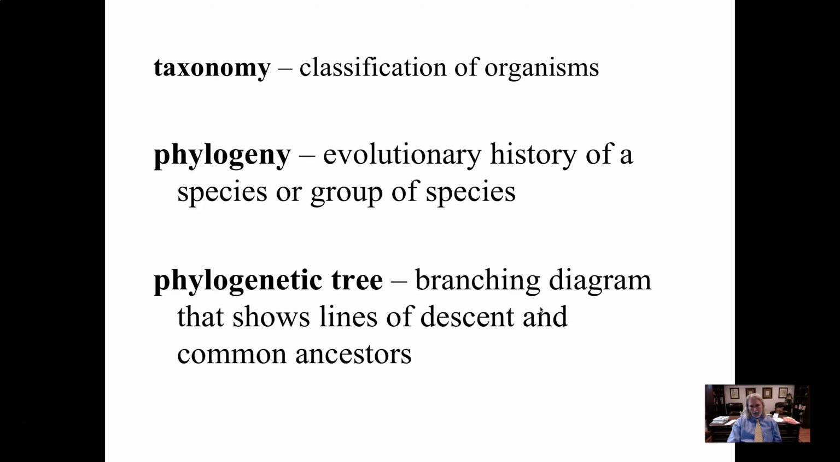Okay, shifting gears a little bit, some terminology. Taxonomy is just the classification of organisms. It's how you take organisms and put them into particular groupings. Phylogeny, which we've done a lab on, is the evolutionary history of a species or a group of species. A phylogenetic tree is the branch diagram. Those things that we constructed in the lab that we called phylogenies are technically phylogenetic trees. These two terms are used interchangeably.